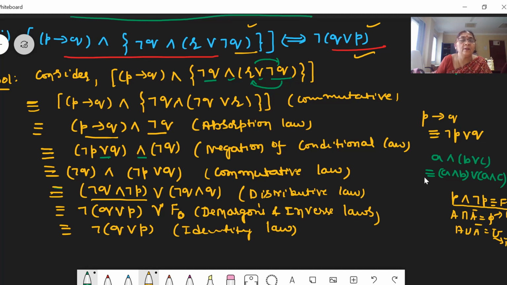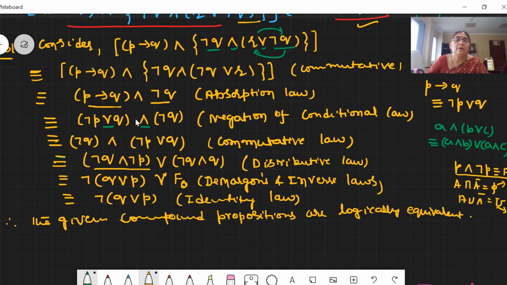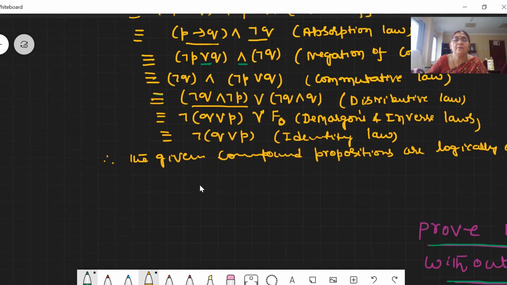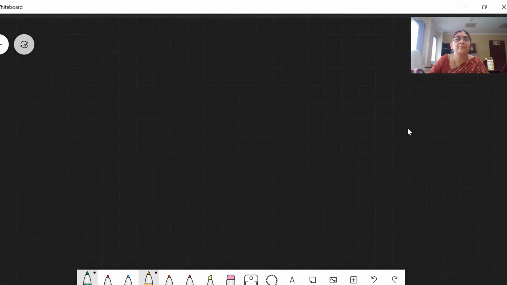Therefore, the conclusion is that the given compound propositions are logically equivalent. This is a way to prove equivalence without using a truth table, with the help of laws of logic. Okay, I move to the next problem. The next problem is the second problem.